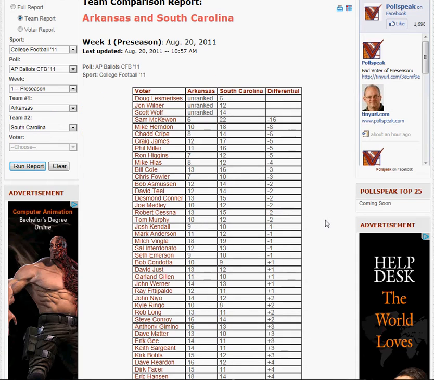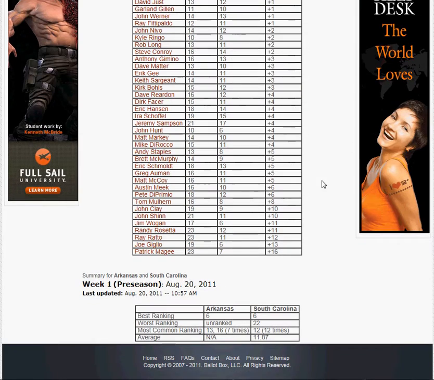So by sorting by differential, you can see who's got the biggest difference between these two teams. For example, here at the top is the list of people who ranked Arkansas higher than South Carolina, and as you scroll down to the bottom, you can see a list of people who ranked Arkansas lower than South Carolina, and by how much. So again, not particularly useful in the preseason, although as we did say, Arkansas beat South Carolina last year, and here you can see that some people think a lot more of South Carolina this year than they did last year. So not something to worry about in the preseason, but if this were to happen during this season, it might be something that raises a red flag.